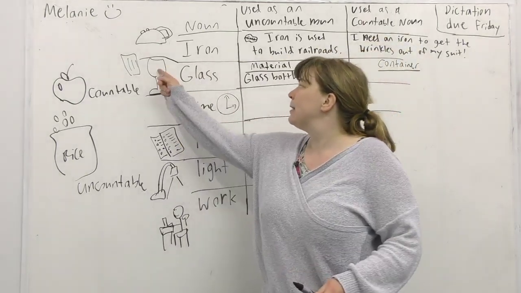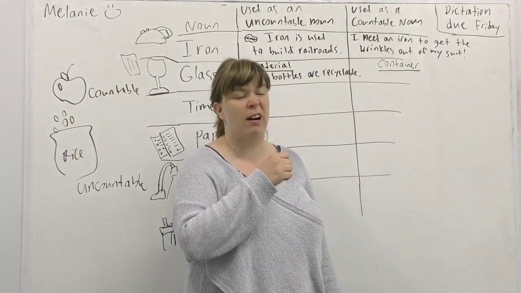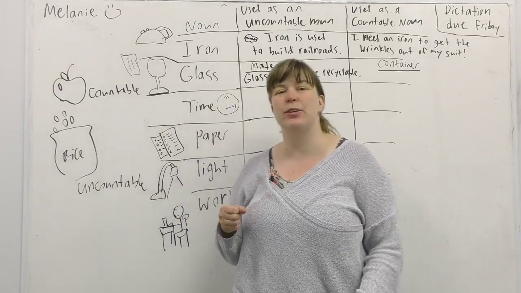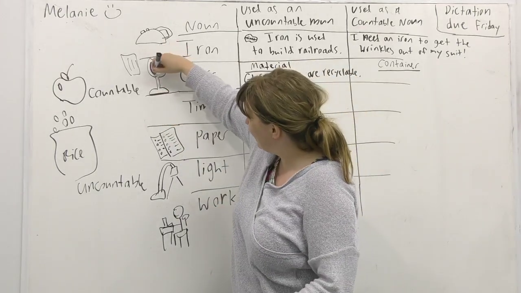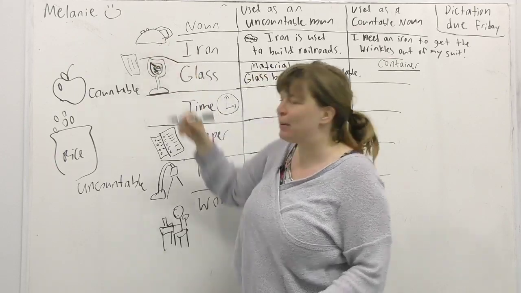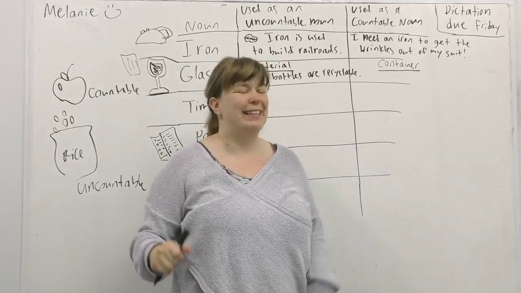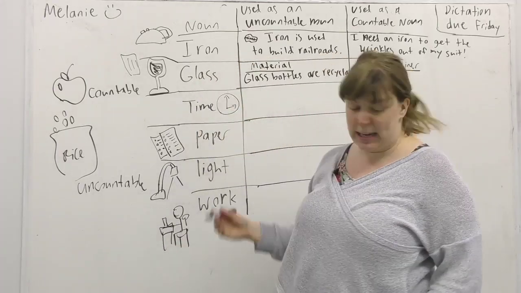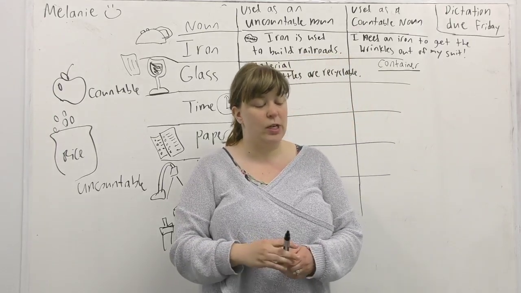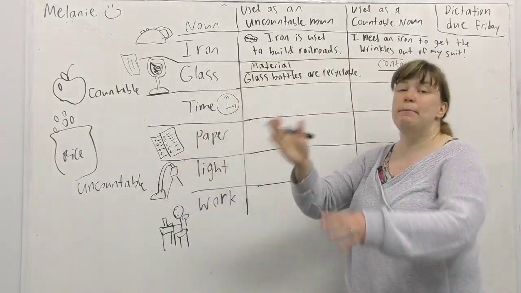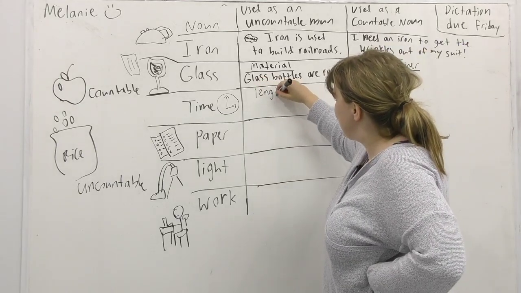Now, for example, I love to have a glass of wine with dinner. Notice how I said a glass of wine. Okay, it's very black looking wine. Let's just pretend it's a fancy red wine. Okay, so that's another example. Time. Okay, so when time is uncountable, it is the length of an activity.